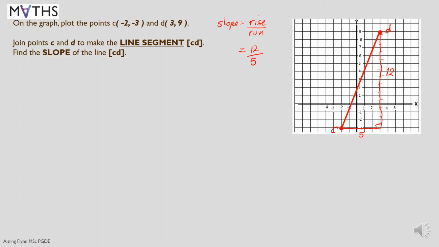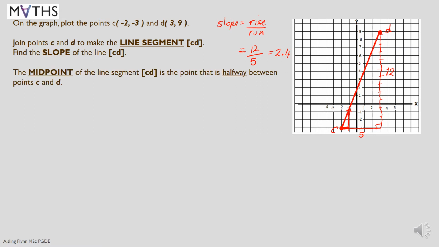That's perfectly usable for coordinate geometry. If you really wanted, you could change it to a decimal, 2.4, if you want to compare it to the line on the previous page. So what does it mean? It means for every box you go across from C, you rise up 2.4, nearly 2.5 boxes going up. So this line is rising quicker than the line on the previous slide.